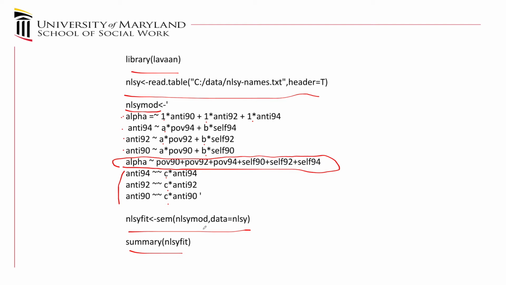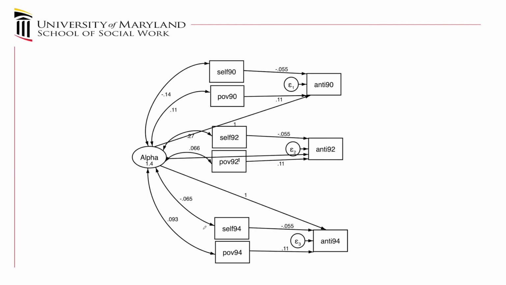I'm happy to talk with you guys about the respective versions if you want to learn how to run it in those versions. But when we estimate it in Stata, we can get a nice picture with our coefficients. I find these a little bit difficult to read, but you will note that the coefficient for self-esteem is the same across all three. That's because we constrained it. The same thing for poverty because we constrained it. Obviously, these are 1. We see the correlations between alpha and the other variables.